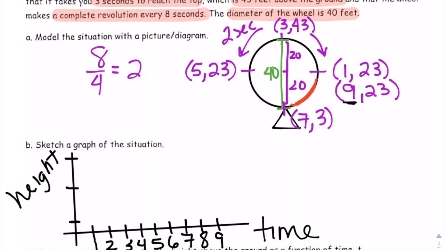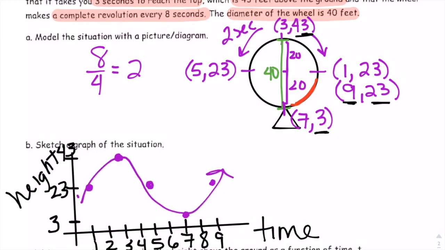And then our low height is the 3, so we're going to put a 3 right here. The medium height's the 23, so that's going to go in the middle. And the high height is 43, so that's going to go at the top. And now we graph. So we have 1, 23, 3, 43, 5, 23, 7, 3, and 9, 23. And then we're going to connect with our curve.